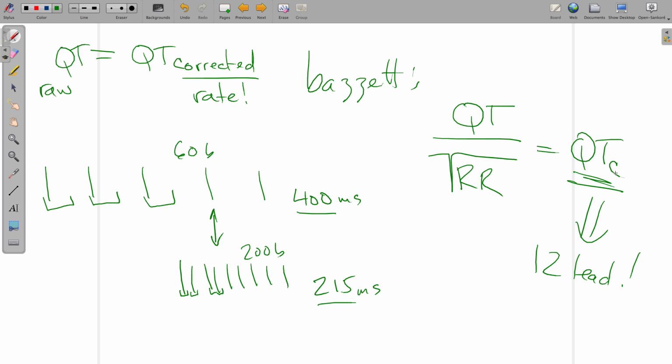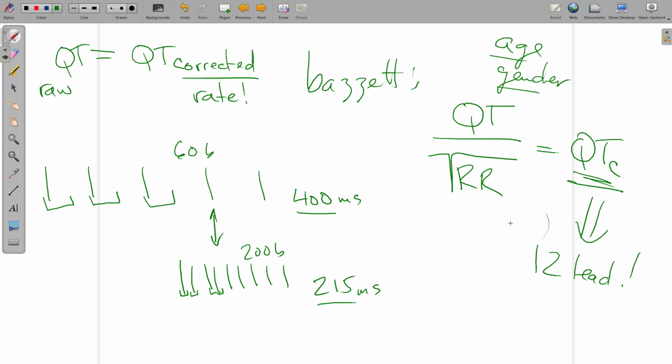So the QTC is the important number that you're after, and we're going to say that the QTC is age and gender dependent. So based on how old you are and whether you're male or female, the normal QTC value is going to change. So there are actually tables that you can look up what the QTC should be for that patient's age and sex.